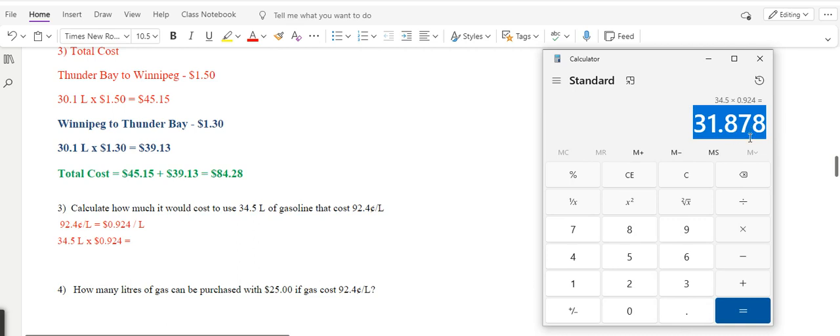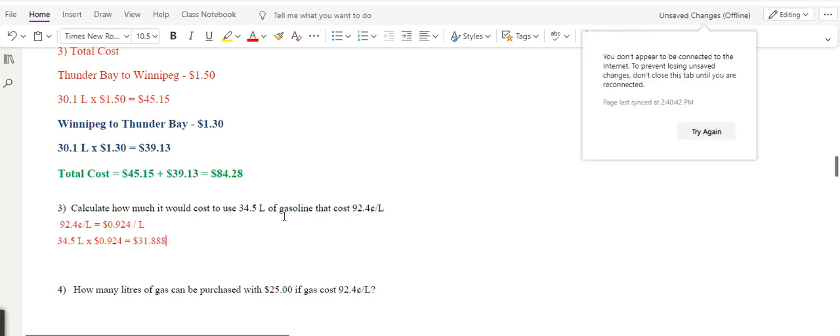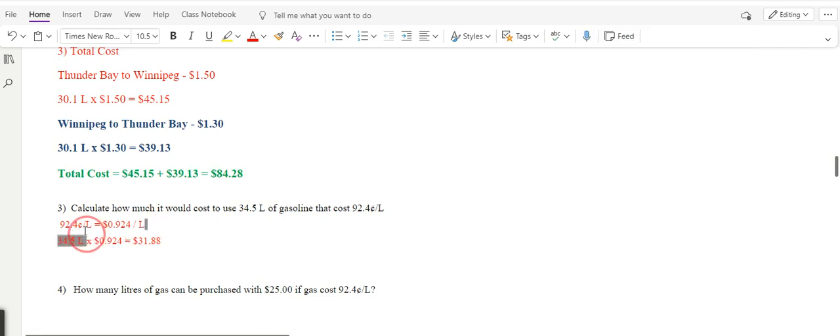Since we care about paying with pennies, we'll round this off here. And so we'll call this 31.88. Just note though, however, we don't round the money calculations early on. We only round the money calculations at the end.